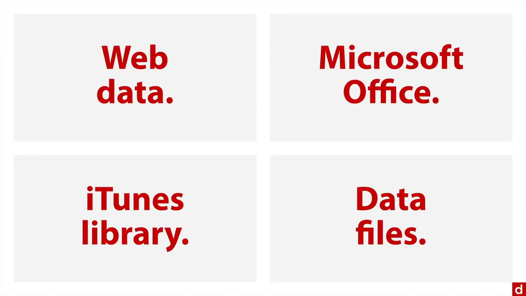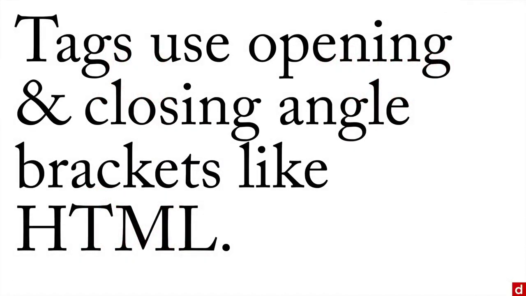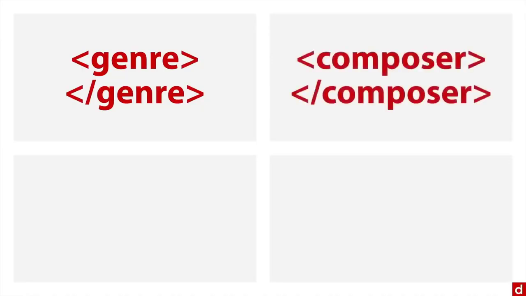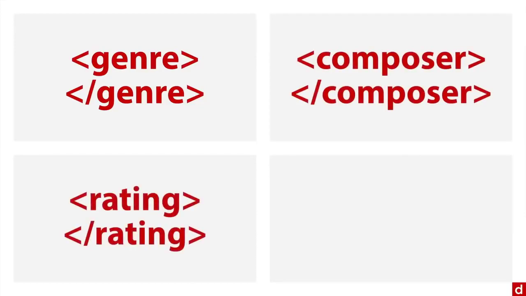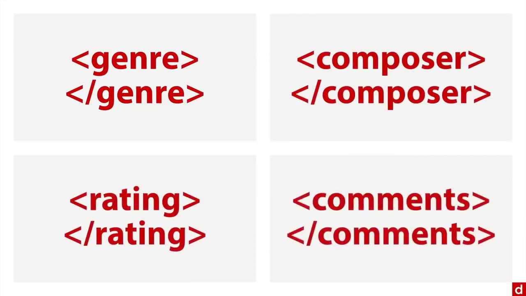And for XML, tags use opening and closing angle brackets just like HTML did. Again, the major difference is that you're free to define the tags however you want. So for instance, thinking about iTunes, you can define a tag that's genre, and you have the angle brackets and genre to begin that information, and then you have the angle brackets with the backslash to let it know you're done with that piece of information. Or you can do it for composer, or rating, or comments, and you can create any tags you want, and you put the information in between those two things.